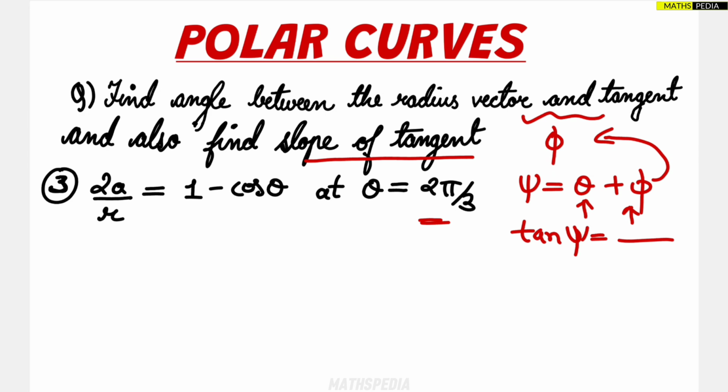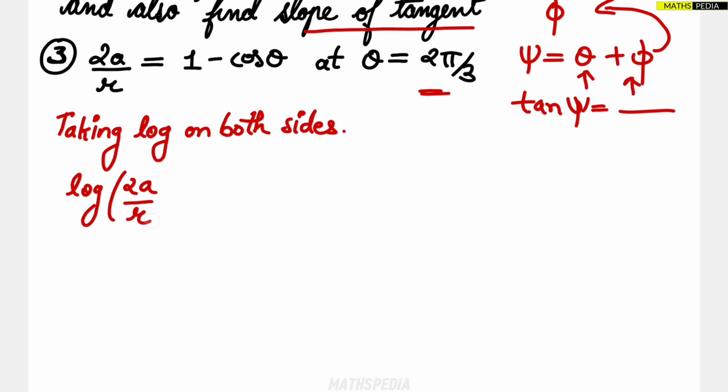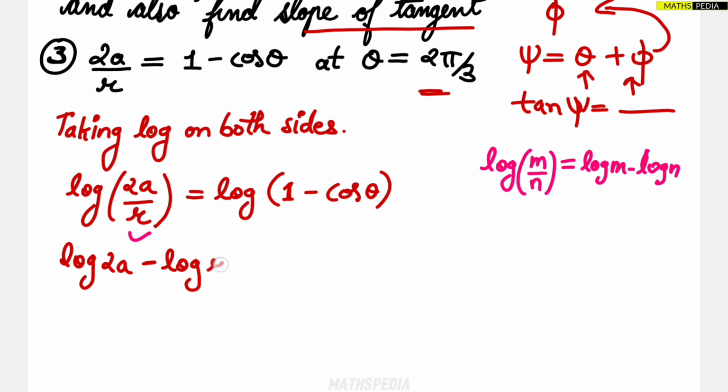Finding the angle between the radius vector and the tangent. The first step is to take the log. So taking log on both sides, it will be log of 2a by r is equal to log of 1 minus cos theta. Simple. Now here, log of a by b, which form can we apply? Suppose it is log of m by n, the quotient form. So it is equal to log m minus log n. I'll apply this here. It will become log of 2a minus log r is equal to log of 1 minus cos theta. So everything is simplified. We'll go to the second step, which is to differentiate.